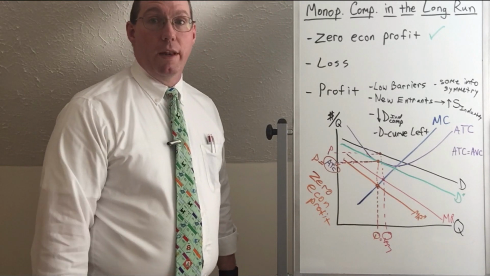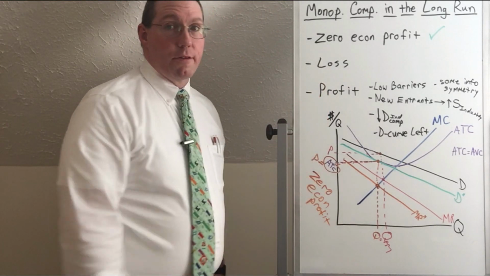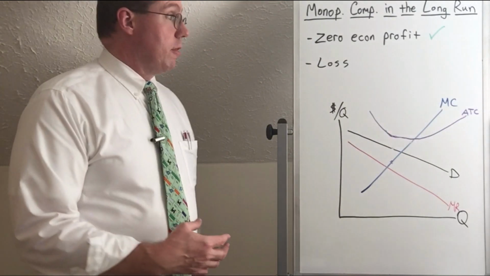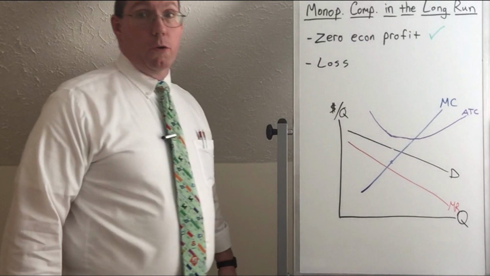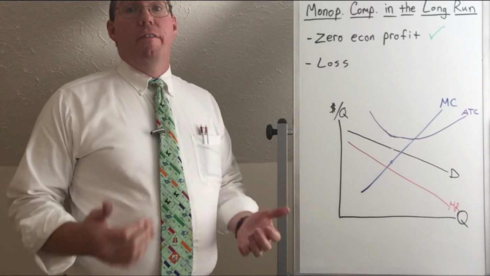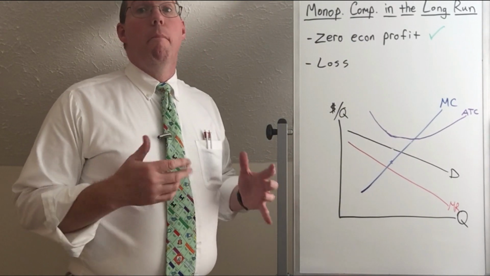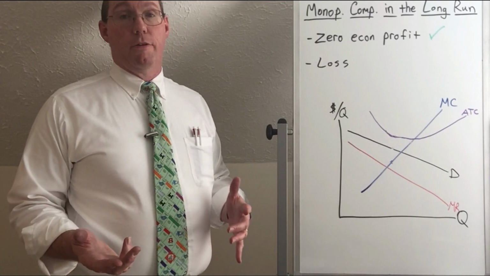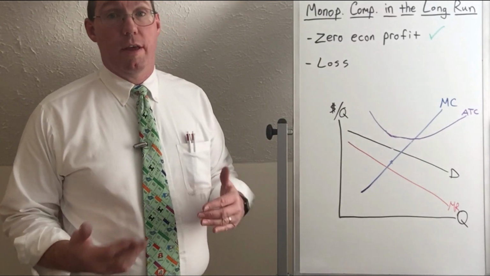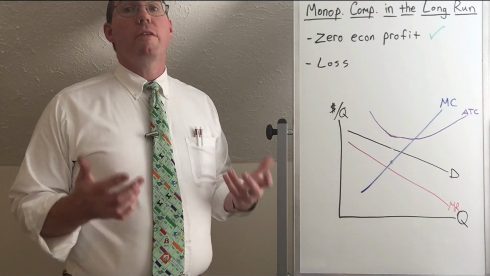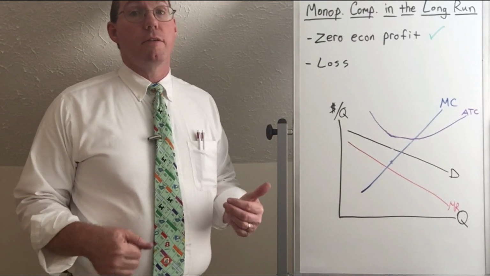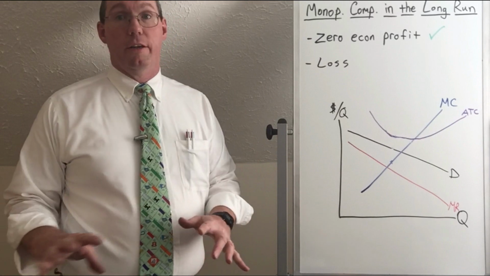Now let's see what happens when they're experiencing a loss. Okay, so now let's see what happens when there's a monopolistic competitor who's experiencing a loss in the long run. Okay, now in every likelihood, multiple of these competitors are experiencing a loss in the long run. And so they're all trying to figure out, what are we going to do? Well, the ones that are experiencing the biggest losses are going to shut down and leave the market completely.